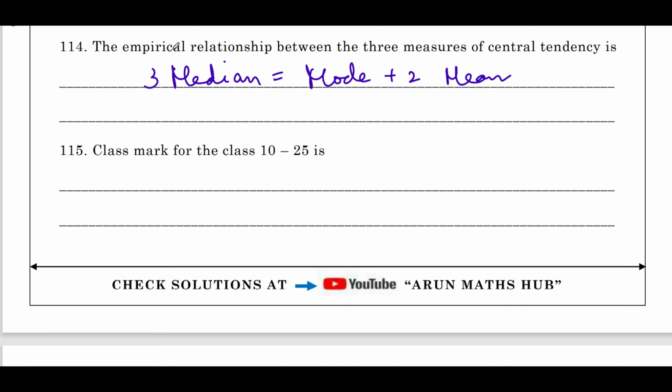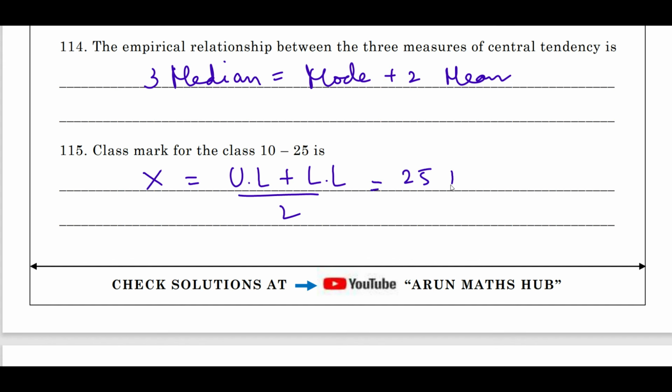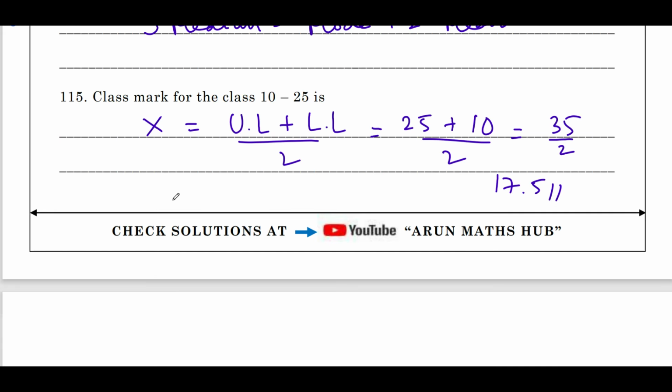Moving to the next question, class mark for the class. Class mark x equals upper limit plus lower limit by 2. What is the upper limit? 25. Lower limit is 10. So 25 plus 10 by 2, that is 35 by 2, we get 17.5. Therefore, the class mark is 17.5.